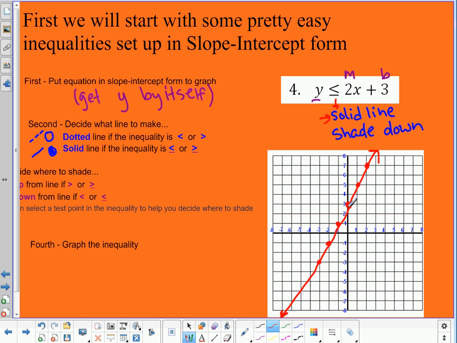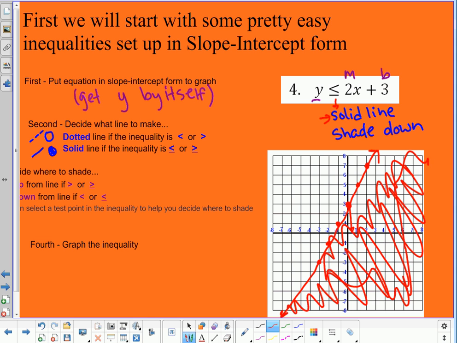If I were a little person standing right here, where would I go to go down from the mountain? I would go down below. So the shading goes down here. And there it is. There's our inequality that has two variables.